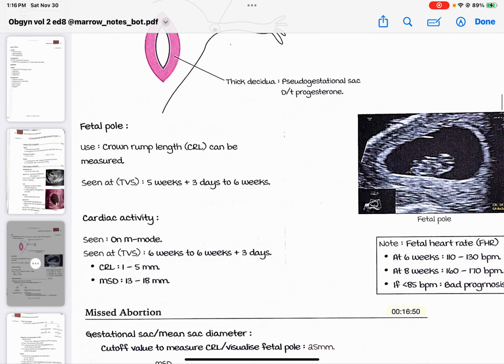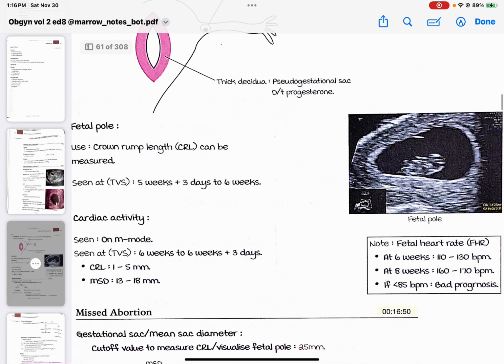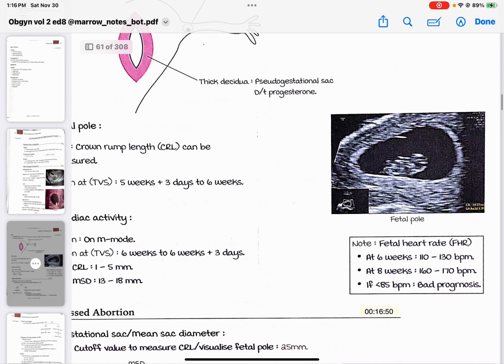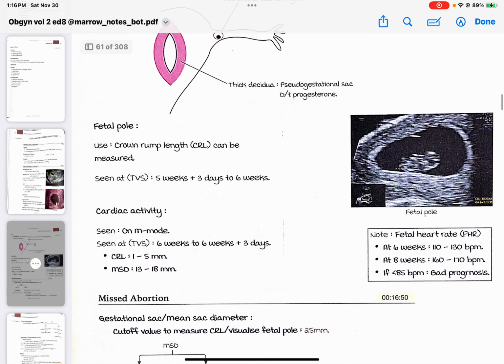Fetal pole: crown rump length can be measured. Seen at transvaginal ultrasound 5 weeks plus 3 days to 6 weeks. Cardiac activity on motion mode: seen at transvaginal ultrasound 6 weeks to 6 weeks plus 3 days. Crown rump length is 1 to 5 mm, and MSD is 13 to 18 mm. Fetal heart rate at 6 weeks is 110 to 130 beats per minute. At 8 weeks is 160 to 170 beats per minute. If less than 85 beats per minute, bad prognosis.